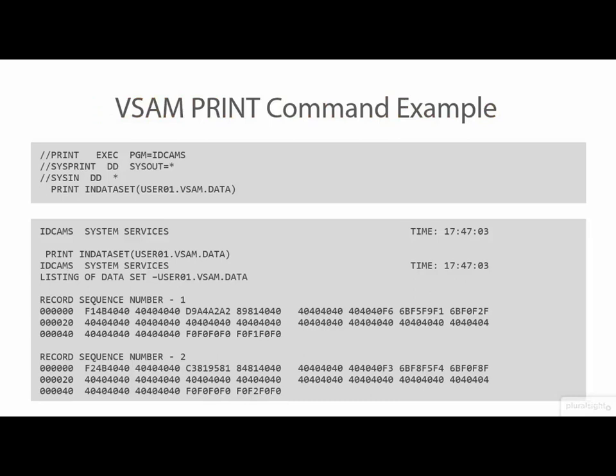Here's an example of printing a VSAM file. In this particular case, we are printing a sequential file, and we are printing it in hexadecimal. As a result, all of the data is coming out to us in hexadecimal, although we can specify that we want it to be printed in character form. What we're getting here is the detailed breakdown of the individual records that are being presented to us.